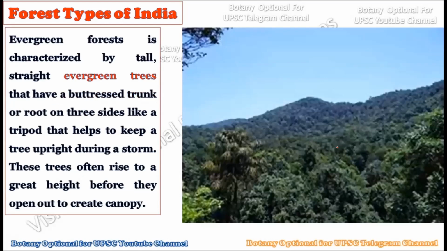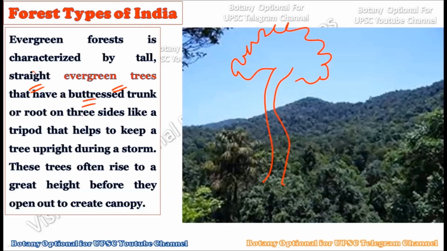Now, this particular evergreen forest is characterized by tall and straight evergreen trees. If you go to the evergreen forest, you will find very tall trees. They are of course evergreen trees, and they have a buttressed trunk, or roots on three sides like a tripod, that helps them keep the tree upright during a storm. They have a special type of root system called the buttress root system, which spreads like a tripod in all three directions, hence they are able to stand still during storms.